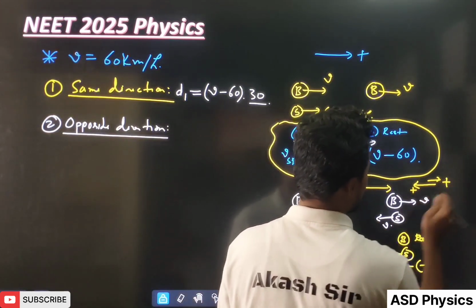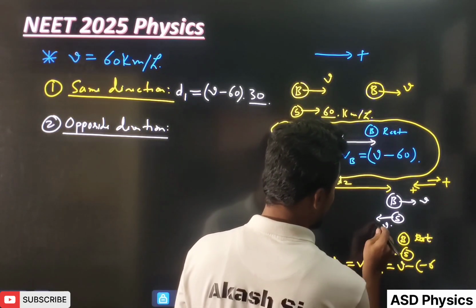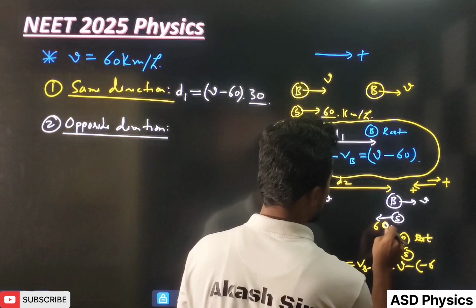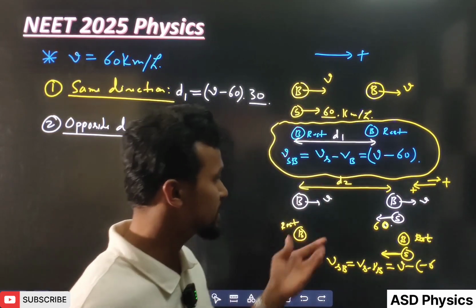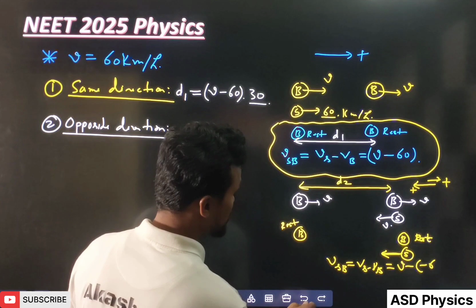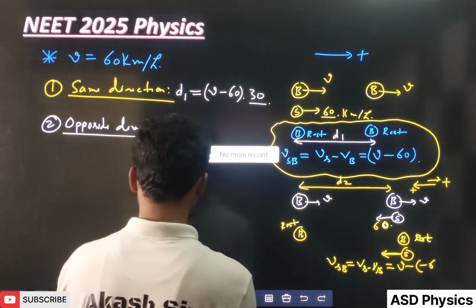See here, the scooty is going in this direction. Let me check. This is 60 given. The scooty is 60. The bus is going this side, and the scooty is coming this side. I have taken 60. So the velocity of the scooty is given here as 60.